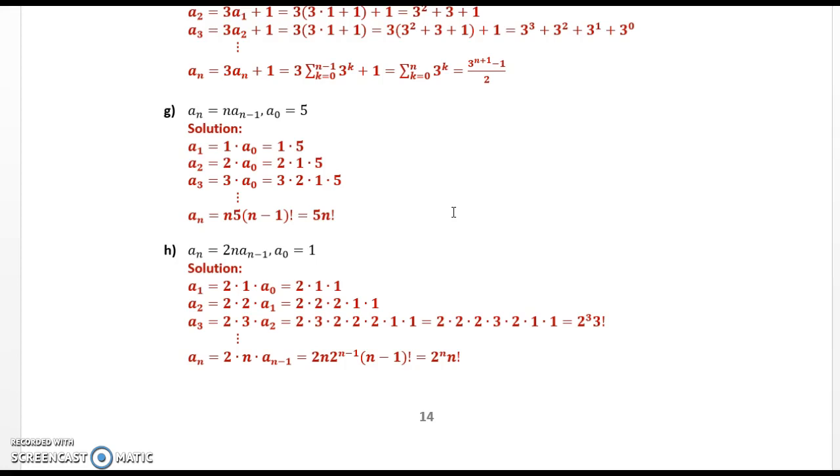In G, we have a sub n is equal to n a sub n minus 1. a sub 0 is equal to 5. a sub 1 is equal to 1 times 5. a sub 2 is equal to 2 times 1 times 5. a sub 3 is equal to 3 times 2 times 1 times 5. a sub n is equal to n times n minus 1 and so on down to 1 times 5, which is equal to 5 n factorial.